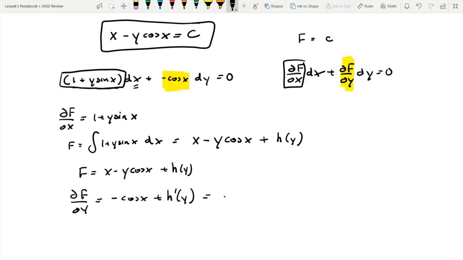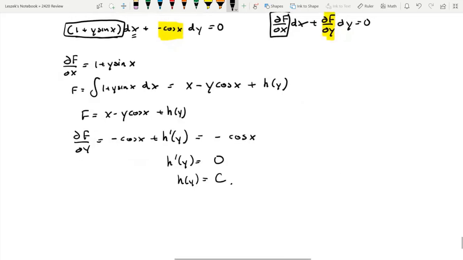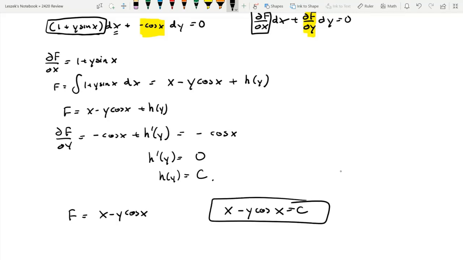And then they set it equal to what it's supposed to equal here, namely minus cosine x. So after noticing that the cosines cancel, you get h prime of y is 0. So h of y is just some constant, right? It doesn't matter. So then there we go. F would be up to some constant. I'll just let the constant be 0. And our solution curve would be, okay.